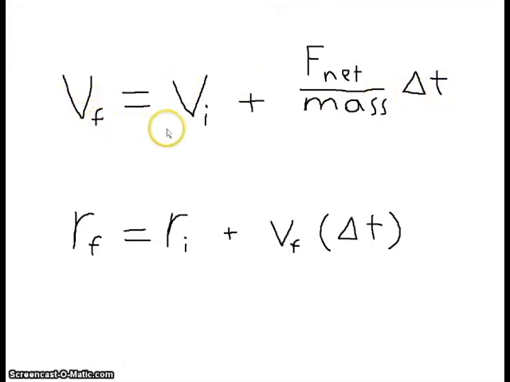To find the final velocity, you take the initial velocity and add to it the net force over the mass times delta t, which is your change in time. For our purposes, because it's going to be constant velocity, we're going to have a net force of 0, and it'll be the same velocity throughout. And to find the position, you take the initial position and add the velocity times the change in time, delta t.